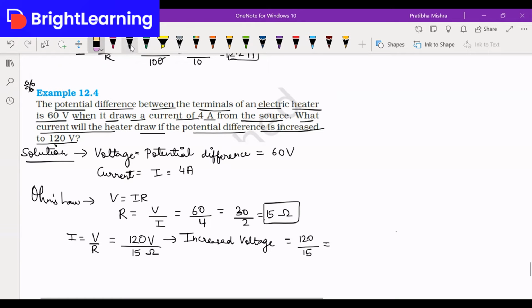It will be 8 ampere. That was a small correction required. If you have not corrected it, please correct it.